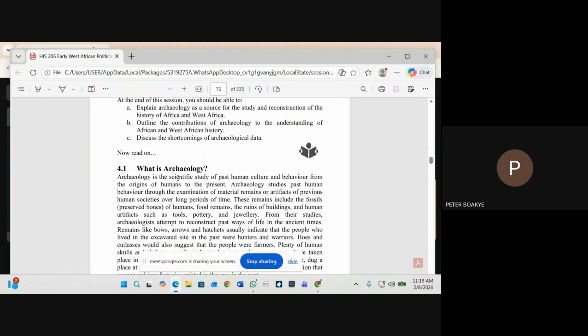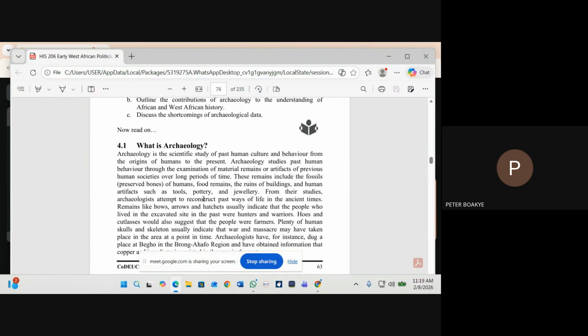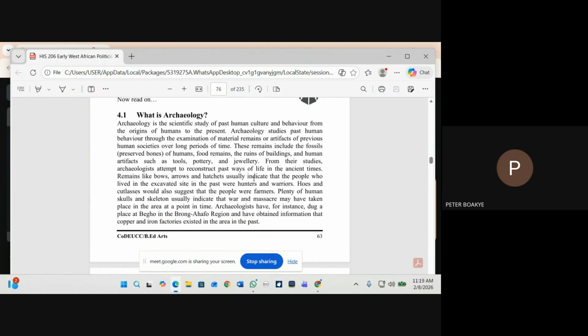That will give us an idea about the culture of the group of people who have lived in the place. So this model is saying that archaeology is the scientific study of past human culture and behavior from the origins of humans to the present. Archaeology studies past human behavior through the examination of material remains or artifacts of previous human societies over long periods of time. These remains include fossils of humans, food remains, the ruins of buildings, and human artifacts like tools, pottery, and jewelry. So from their studies, archaeologists attempt to reconstruct past ways of life in ancient times.